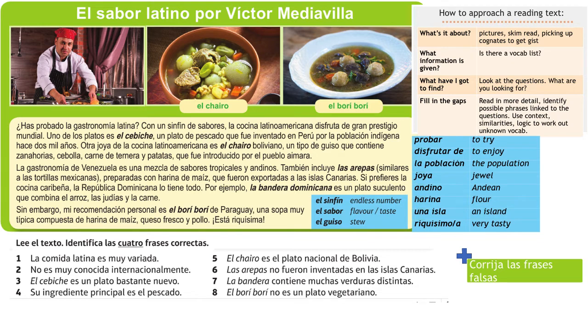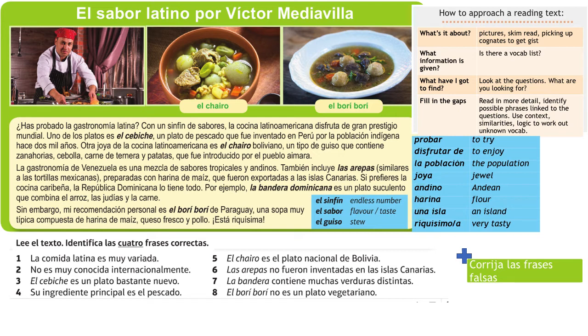Número 7. La bandera contiene muchas verduras distintas. La bandera dominicana combina el arroz, las judías y la carne. So it combines rice, beans and meat. So I would not say that that is a lot of different vegetables. Verduras distintas. So this one, número 7, number 7, is falsa, false. La bandera contiene las judías, contains beans, solamente, only.